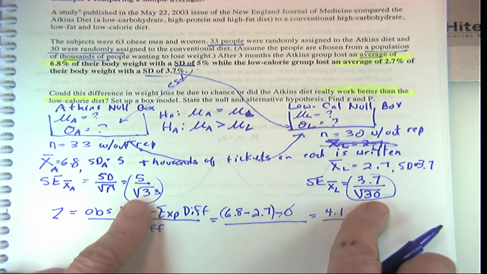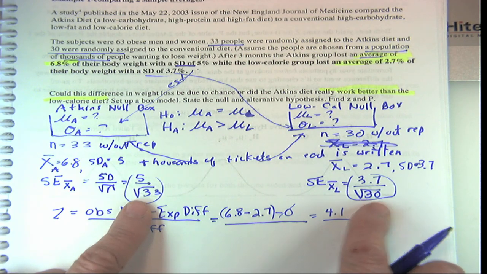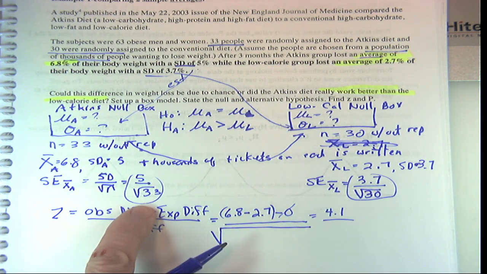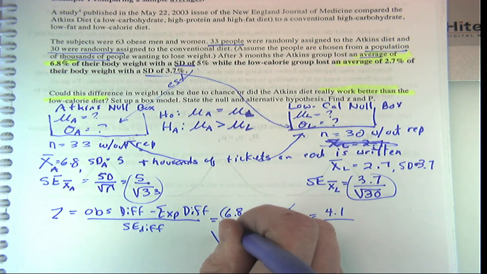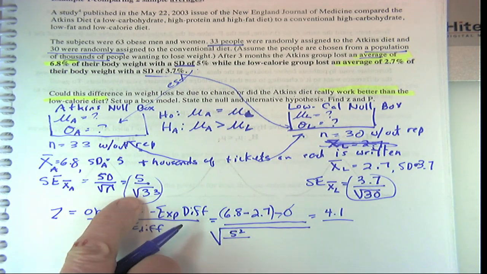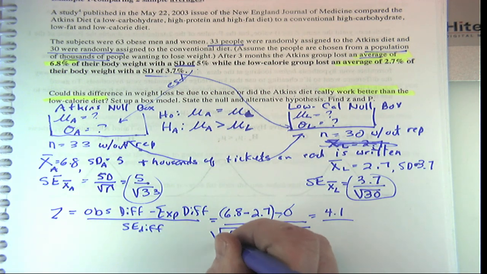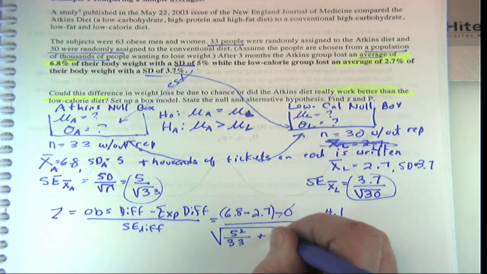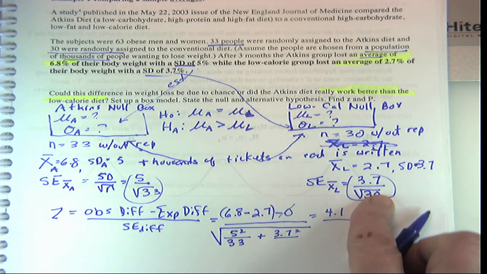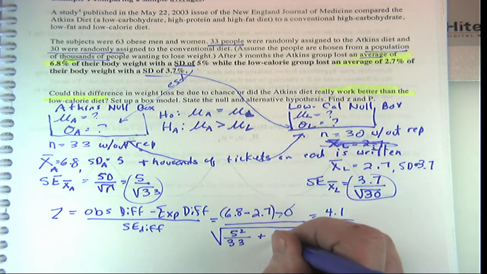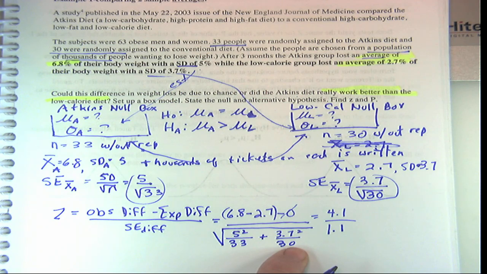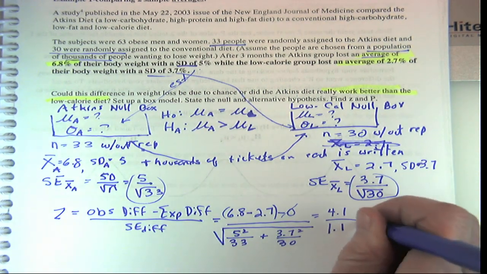What we want to do is take the square root of the sum of their squares. So we write the square root sign, and if we square this, we get 5 squared over the square root of 33 squared, which is just 33. And if we square this one, we get 3.7 squared over the square root of 30 squared, which is just 30. When you do that, I got a z-score of 3.72.